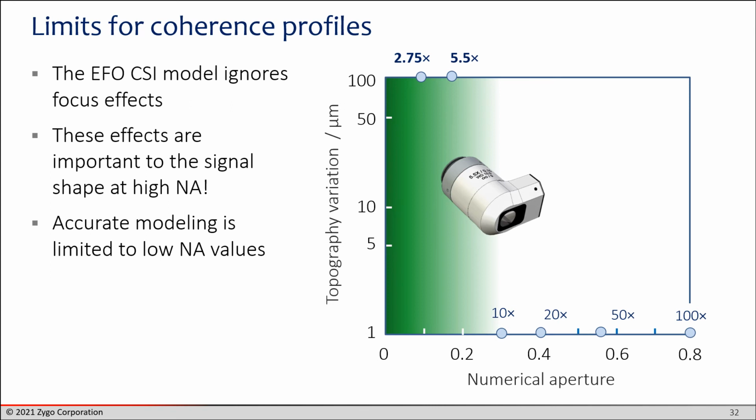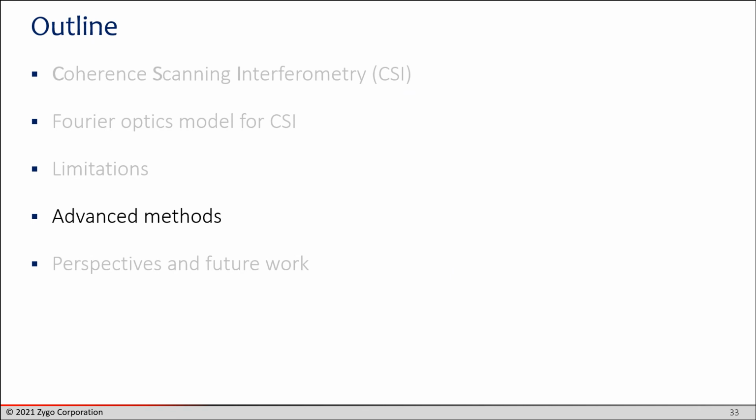So if we want to really model the coherent scanning signal without these limitations, we need to move on to a more advanced approach. This brings us to the next topic in our outline, advanced methods using three-dimensional transfer functions.